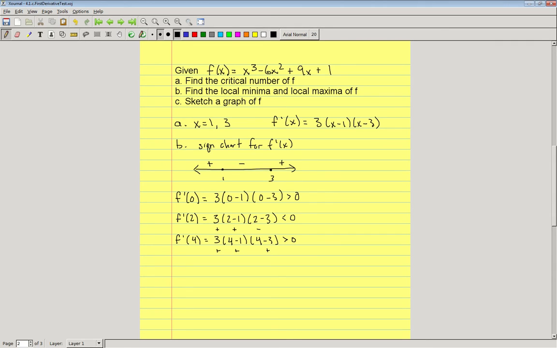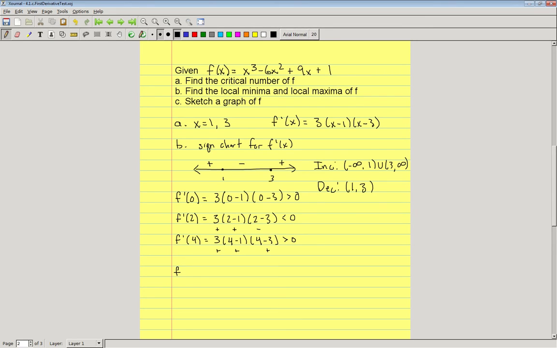So to collect our first results, we know that the function is increasing from negative infinity to 1 and from 3 to positive infinity. The function is decreasing between 1 and 3. All right, now we would like to find our local mins and maxes. At x equals 1, we see that the function's switching from increasing to decreasing, which means that there must be a maximum there. And at 3, the function is switching from decreasing to increasing, so there must be a minimum there.